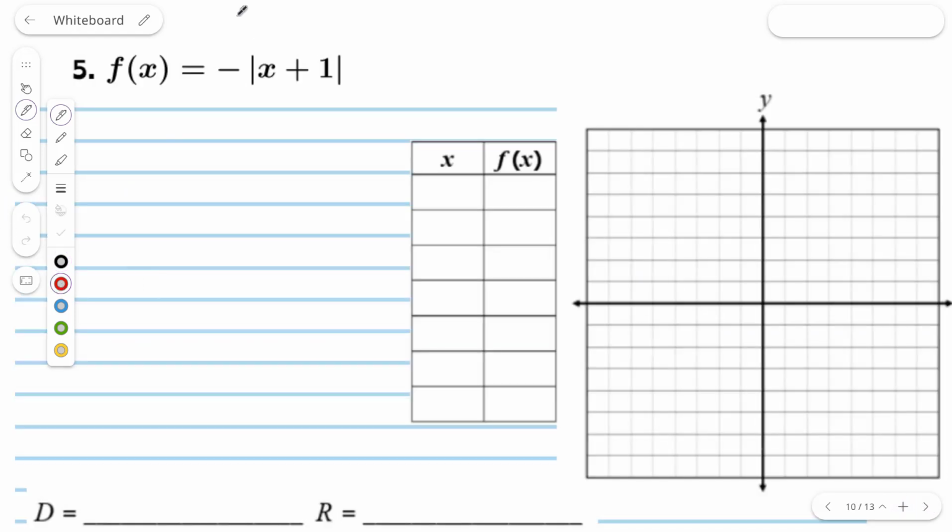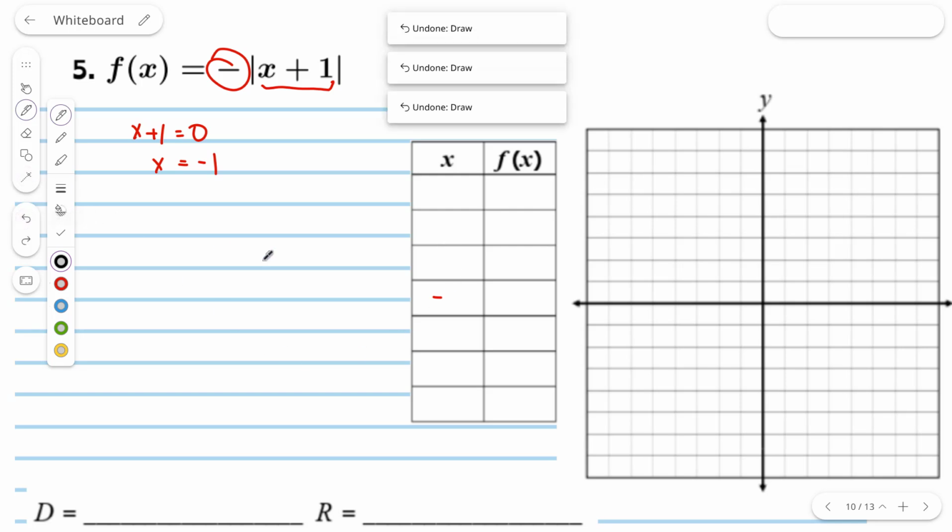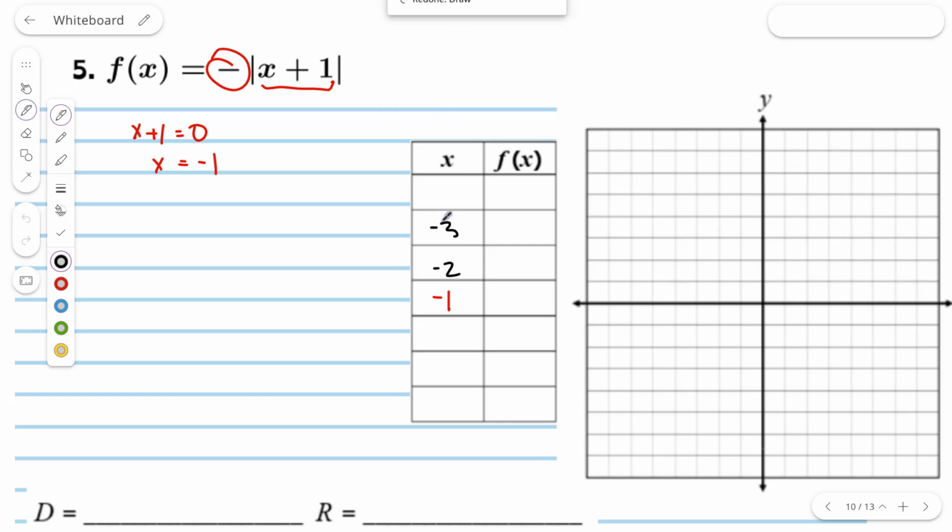What's different here on number 5 is we have a negative in front. And so we're going to start the same way. We're just going to set what's inside the absolute value, x plus 1, equal to 0. So we have x is equal to negative 1. So that's my starting number. Counting down, 0, 1, negative 2, negative 3, negative 4, 0, 1, 2. And so I'm going to figure out what's happening here.